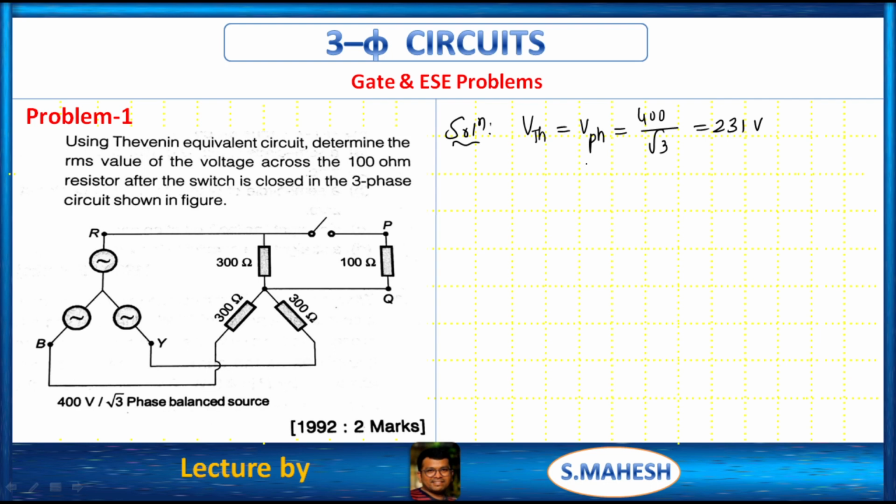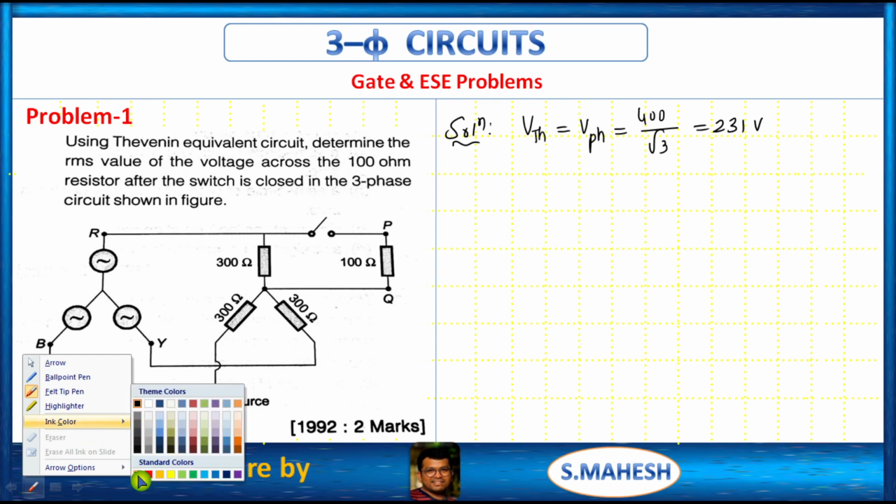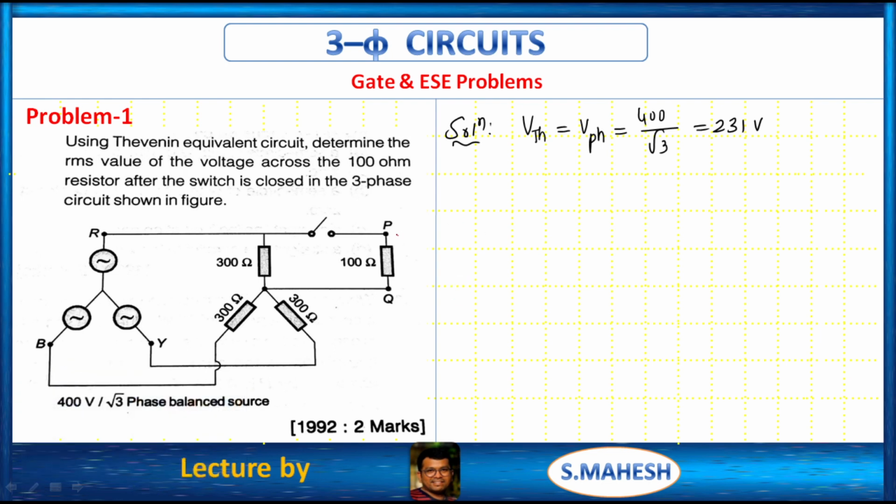right? Why is it called Thevenin's voltage? Between these two we have VTH. Between these two we have to calculate VOC, right? When we open this load resistor, obviously we calculate the voltage of this phase, which is V phase only. Therefore VOC is equal to V phase. That's why VTH is equal to V phase, that is 231 volts, right?